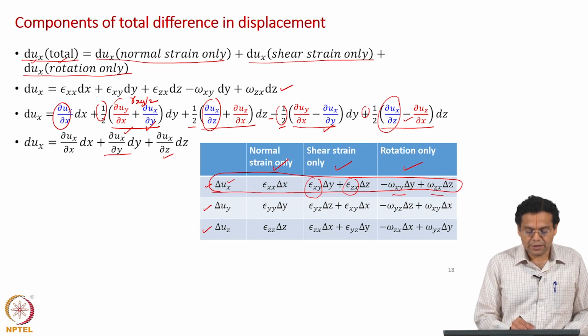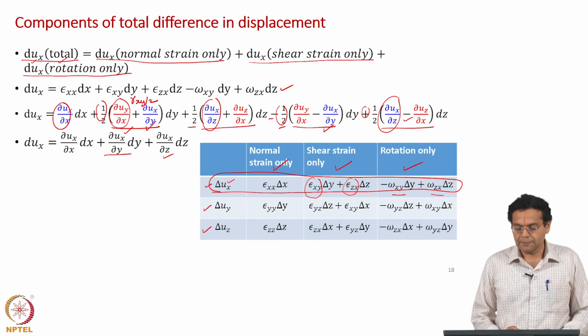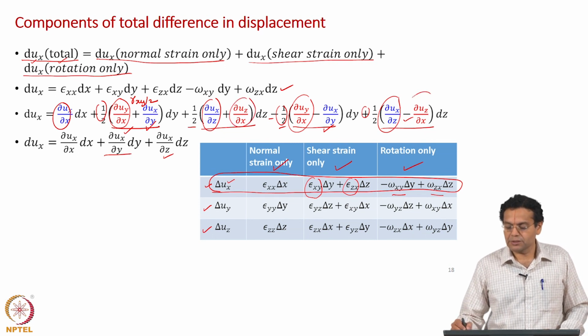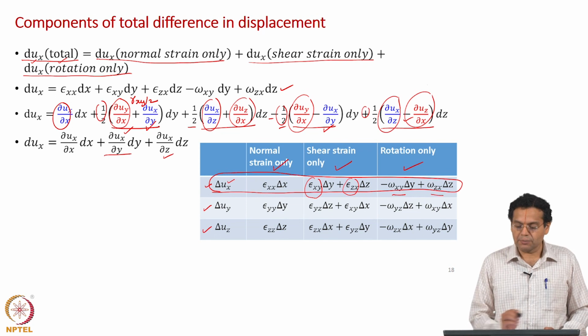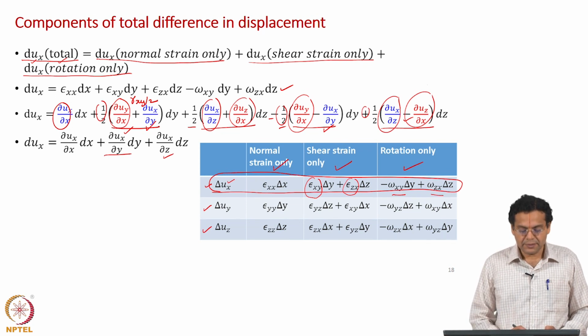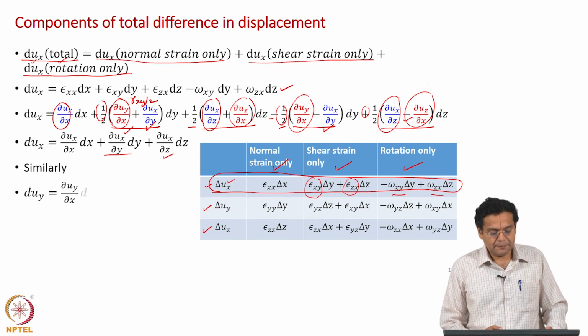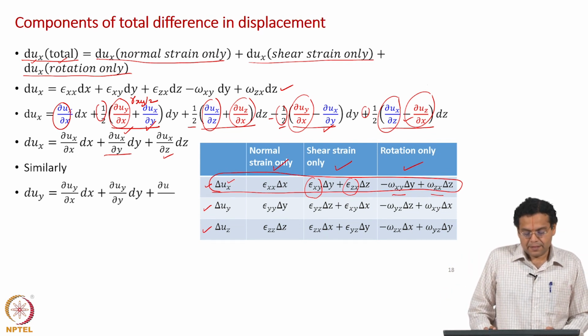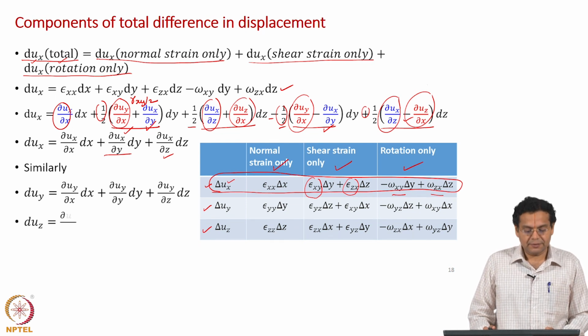You have ∂u_y/∂x here, you have minus ∂u_y/∂x, that cancels out, ∂u_z/∂x and minus ∂u_z/∂x cancels out. So only the blue terms remain, and similarly we can derive for the other directions, for du_y and du_z as well.